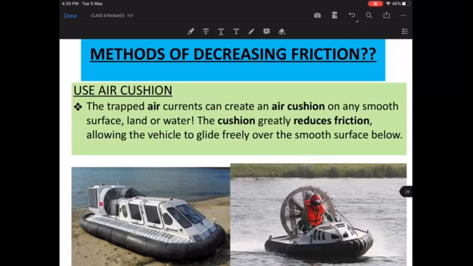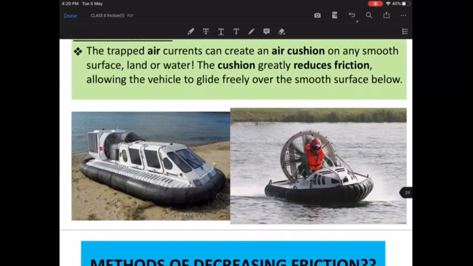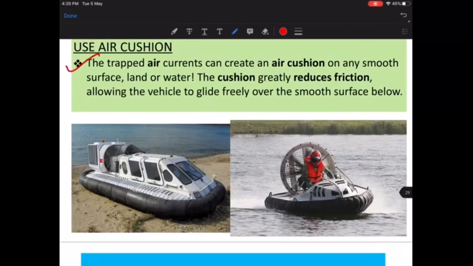Next, by using an air cushion. What is an air cushion? Air is trapped under this. You see this bag sort of thing, this tube sort of thing. When this tube is on the water, there is a small layer of air between the water and the tube. That air keeps it slightly floating over the water. These air cushions are also used in aircraft. Because there is air inside it, it acts as a cushion, so it will reduce your friction.